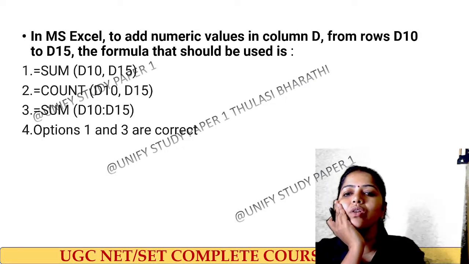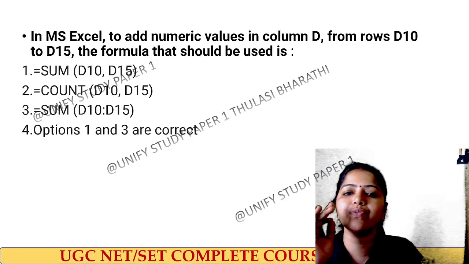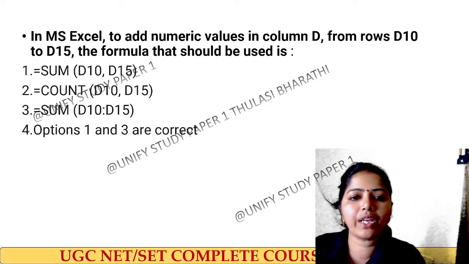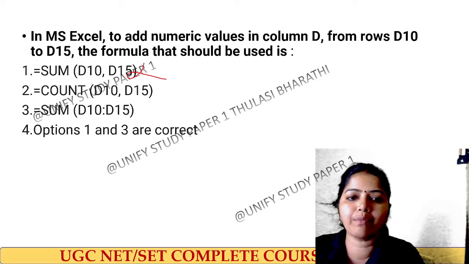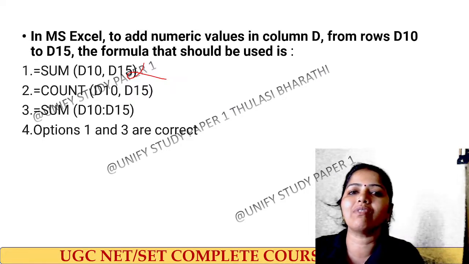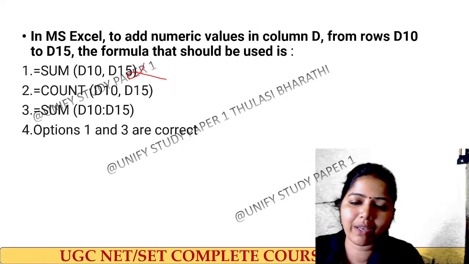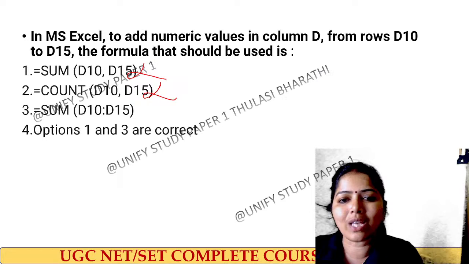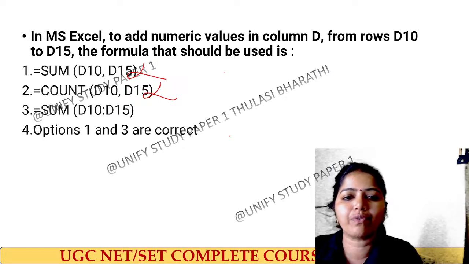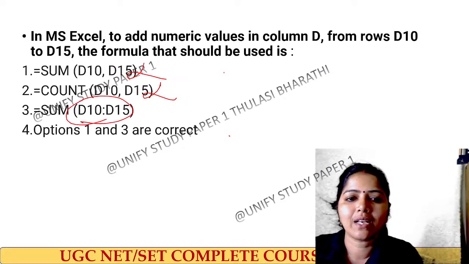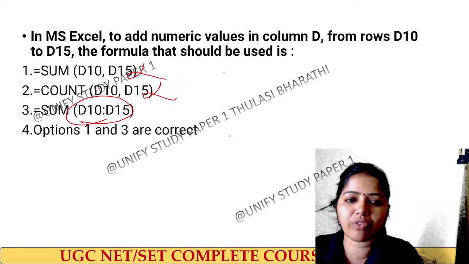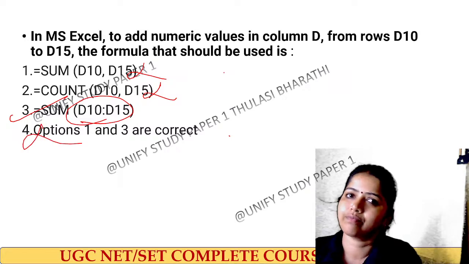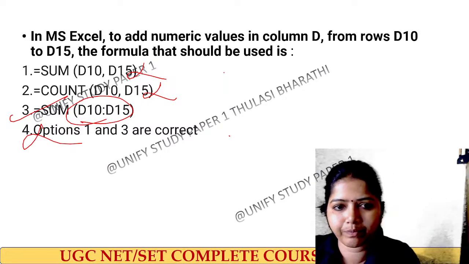To add numeric values in column D from row D10 to D15, what should be used? Sum of D10 comma D15 will add only D10 and D15, we can eliminate it. Count of D10 and D15 will count the number of cells, so we can eliminate this. To sum the values of D10 to D15, I have to give the range like this, okay? Yes, so that's why option 3 is the right answer. We don't have option 4. Clear? Yes, next one.